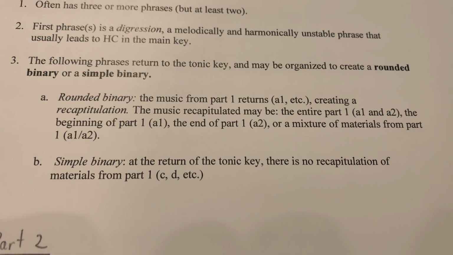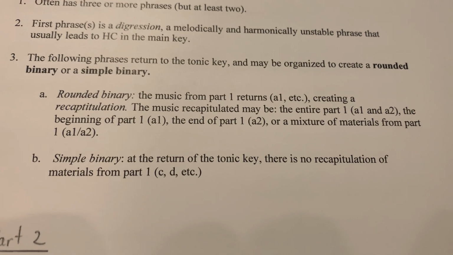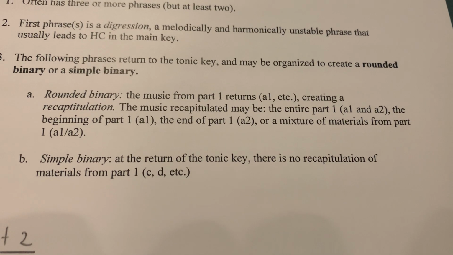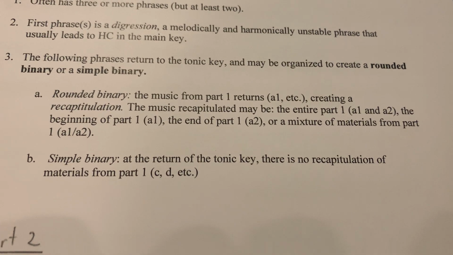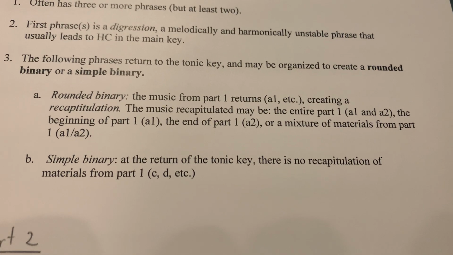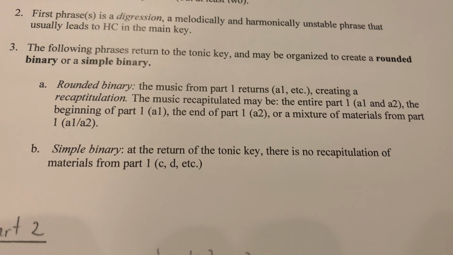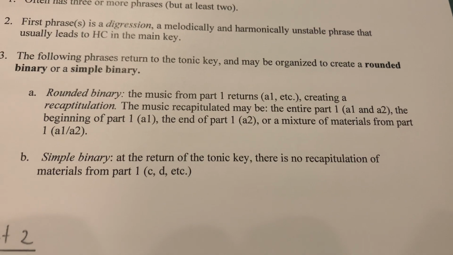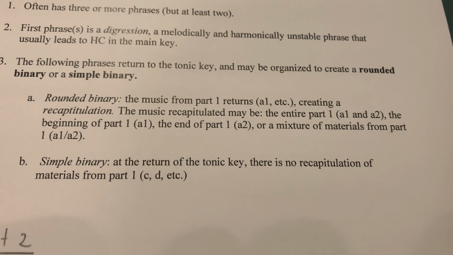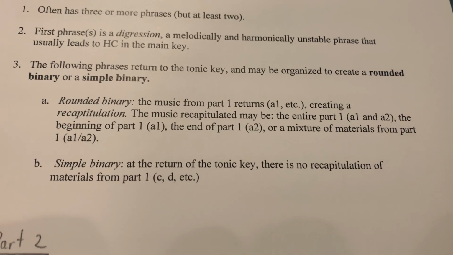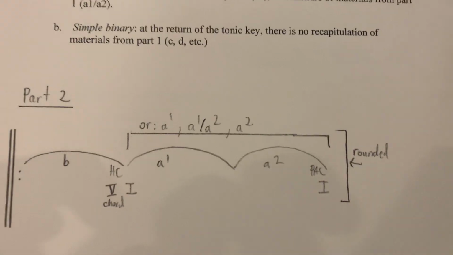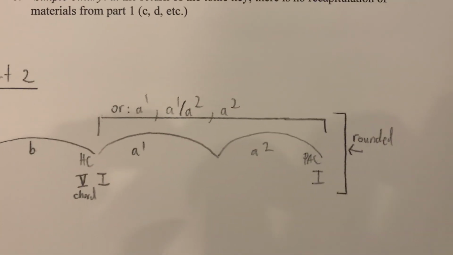Now, what music gets recapitulated? Well, that kind of depends on the situation. You may get the entire part 1, meaning A1 and A2. You may get the beginning of part 1, A1. You may get the end of part 1, just A2. Or you may get a mixture of materials from part 1. You can get a little bit of mixture of A1 and A2. And I use a little slash there to show that. So this shows you some possibilities for rounded binaries.